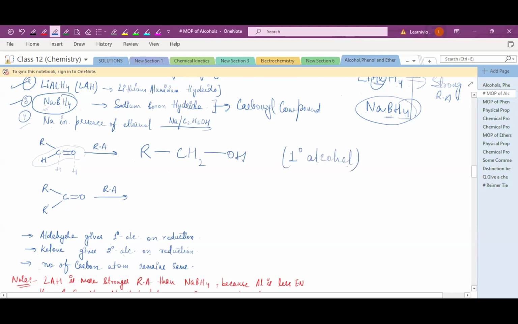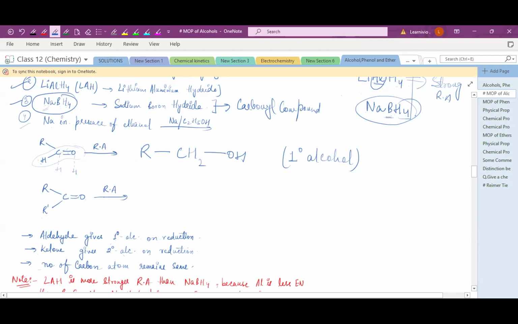So on the reduction of your aldehyde, you will get a primary alcohol. Okay, so it's very simple. Reduction of aldehyde will give you a primary alcohol. Now see, when you reduce the ketone, suppose this is R, CO, and R dash. If I remove H from here, the hydrogen will be replaced by another alkyl group, R dash. So this is a ketone, right?